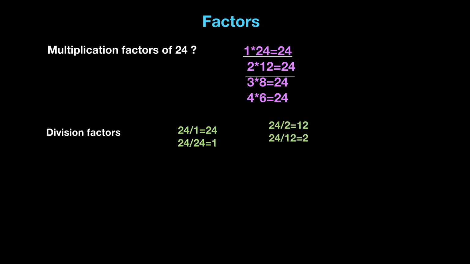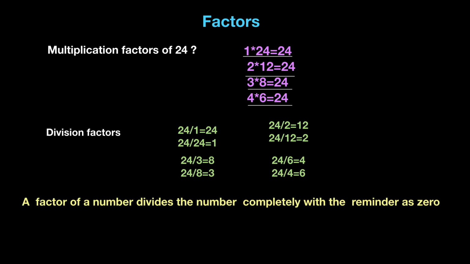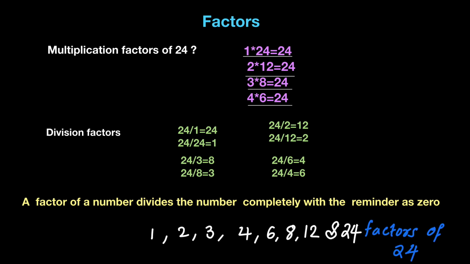Similarly, from 3 eights are 24, we will get 24 by 3 is equal to 8 and 24 by 8 is equal to 3. From 4 into 6 equal to 24, the division factors are 24 by 6 equal to 4 and 24 by 4 is equal to 6. So what is a factor? A factor of a number divides the number completely with remainder as 0. So from this we can write the factors of 24 are 1, 2, 3, 4, 6, 8, 12 and 24.